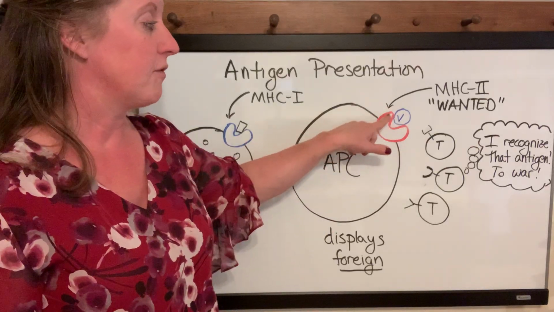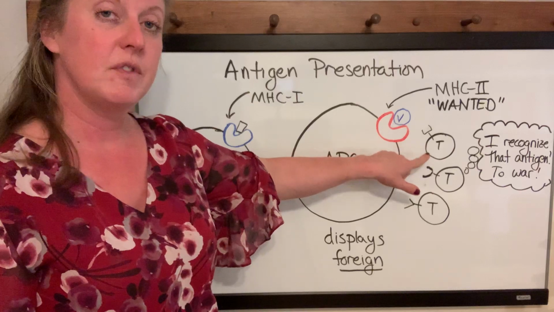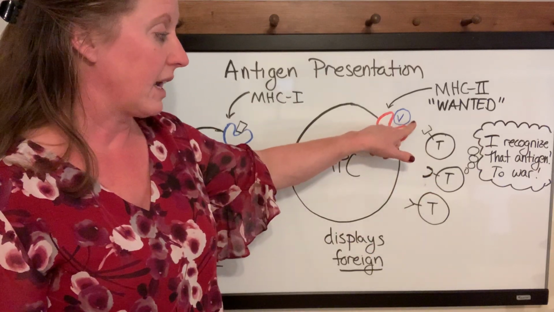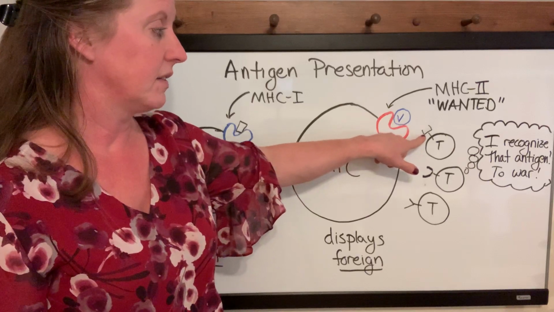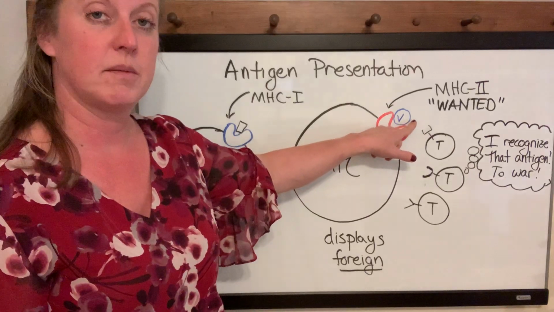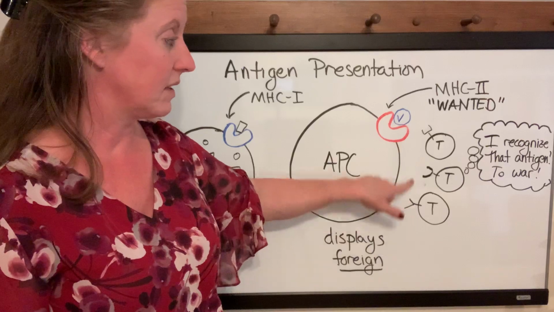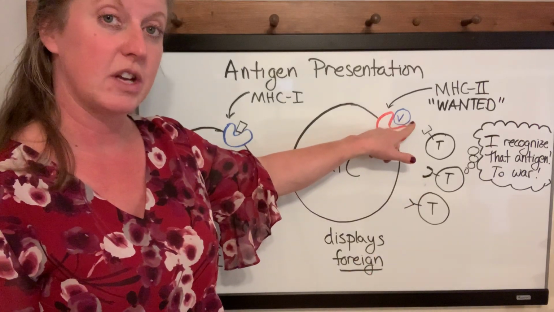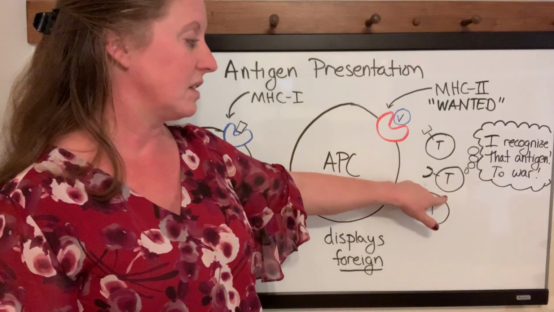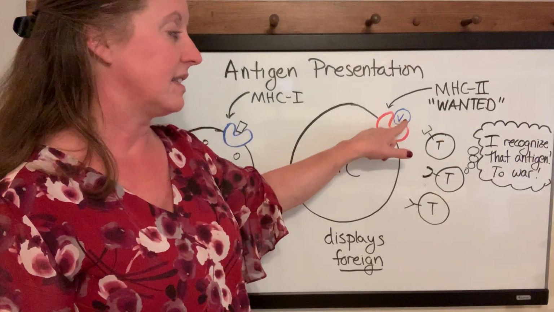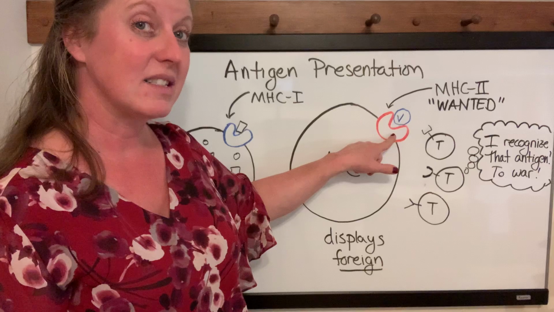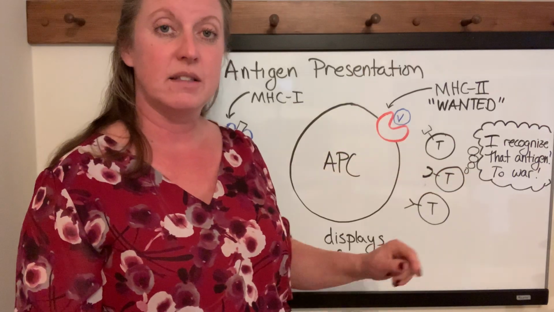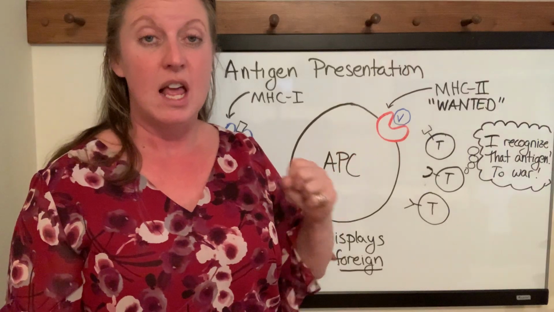But they display foreign antigens, and then the lymphocytes of the specific immune system will either recognize that antigen or not. So here, the receptor does not match the antigen. This one does not match the shape of that antigen, but this one does match the shape of that antigen. And as soon as this lymphocyte sees that antigen in an MHC2, it has to be in the MHC2, it basically says to itself, I recognize that antigen, let's go to war.